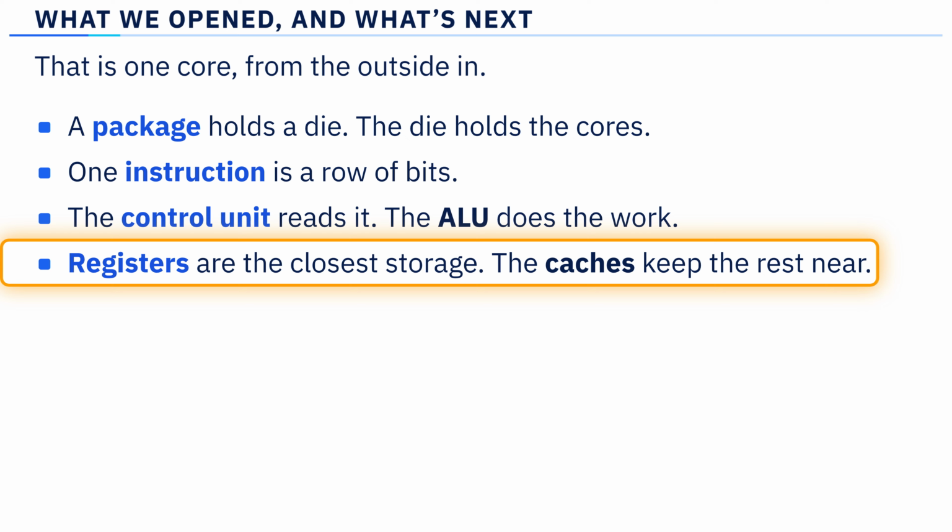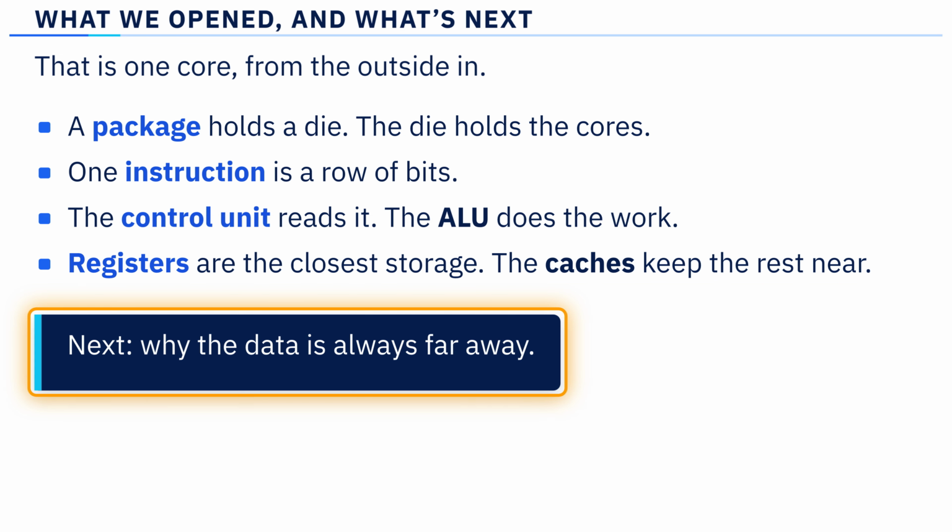That last one is worth sitting with. Almost everything inside a core is there to keep numbers close to the part that uses them. Which raises the obvious question. If being close matters this much, how far away is everything else? That is where we go next.